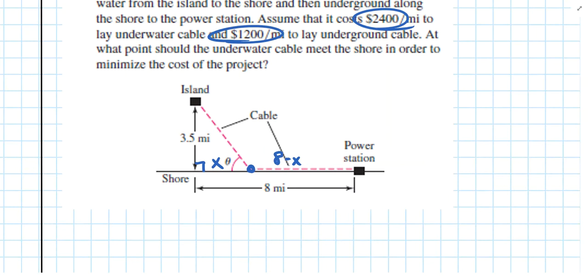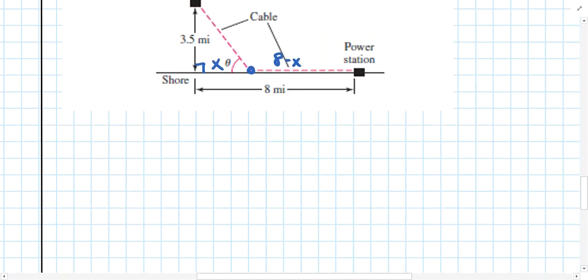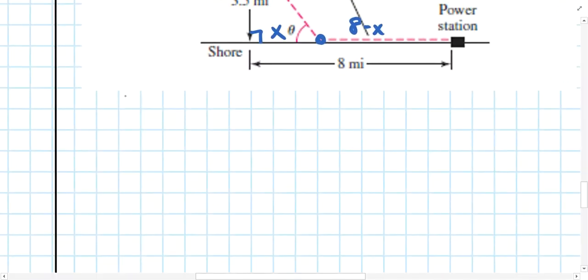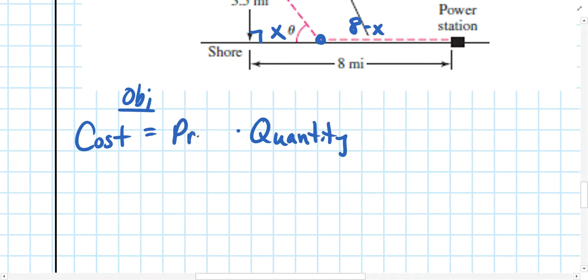The hint that I want to provide here is that since our objective is to minimize the cost of the project, this is something we really haven't seen much of before, but it's a good use of calculus here. Our objective is going to be to minimize the cost. And as a note, cost is equal to the rate that you're being charged times the quantity of items that you purchase. That's in general, rate times quantity, or price times quantity. That's more common.